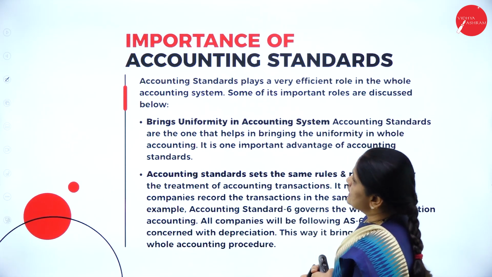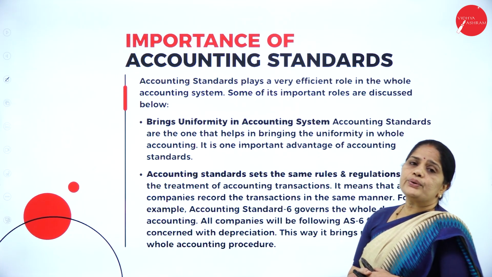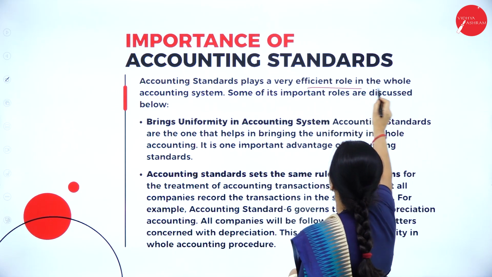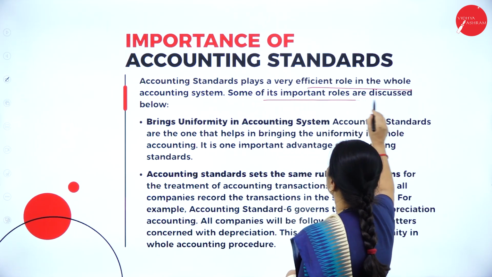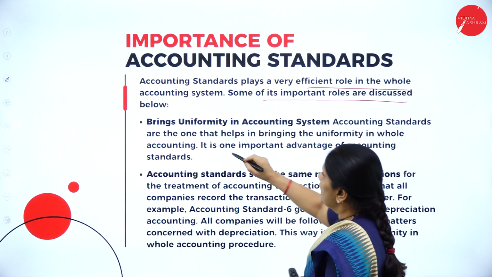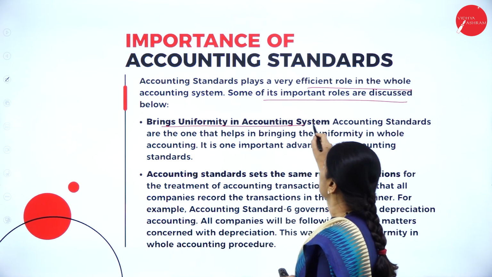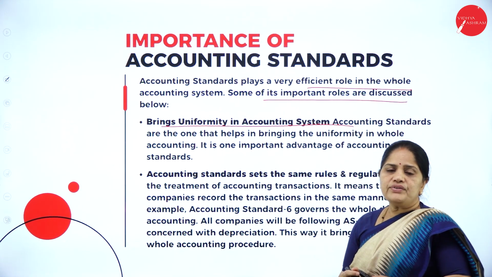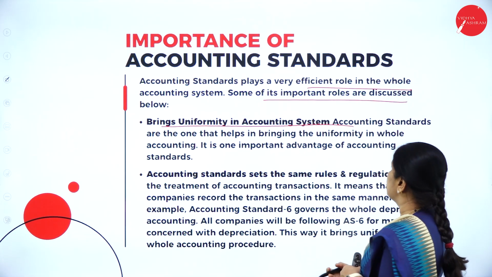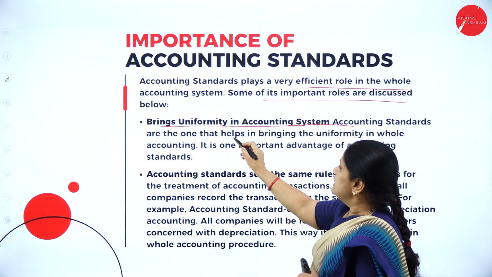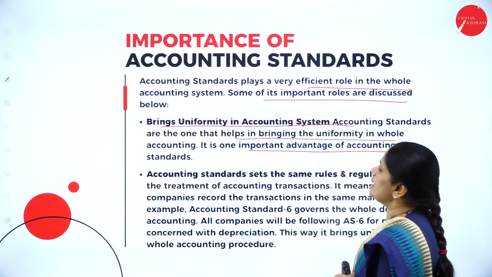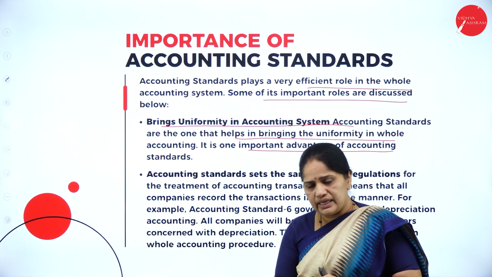Then, next, why is it important to have accounting standards? They play a very efficient role in the whole accounting system. And what are the important roles? We'll just see here. It brings uniformity in the accounting system. They are the ones that help in bringing uniformity in the whole of accounting. It is one important advantage of accounting standards.